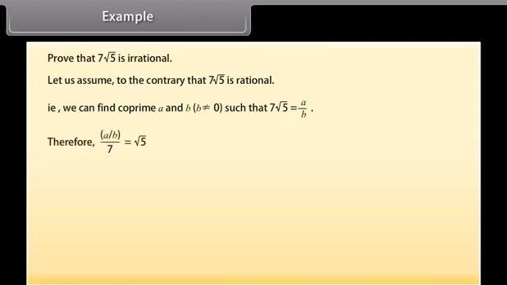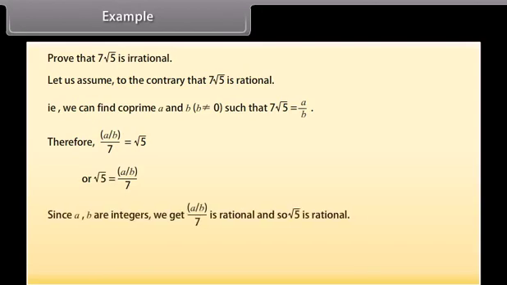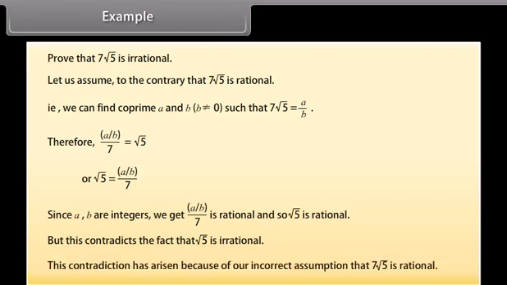Therefore, a upon b upon 7 is equal to square root 5, or square root 5 is equal to a upon 7b. Since a and b are integers, we get a upon 7b is rational, and so square root 5 is rational. But this contradicts the fact that square root 5 is irrational. This contradiction has arisen because of our incorrect assumption that 7 square root 5 is rational.